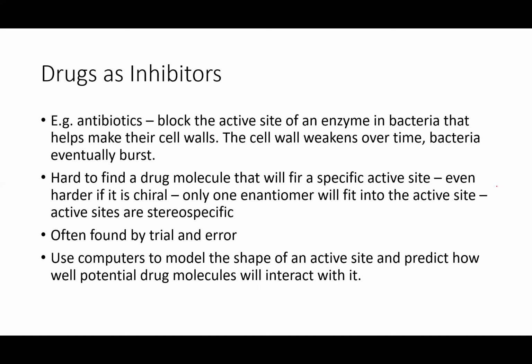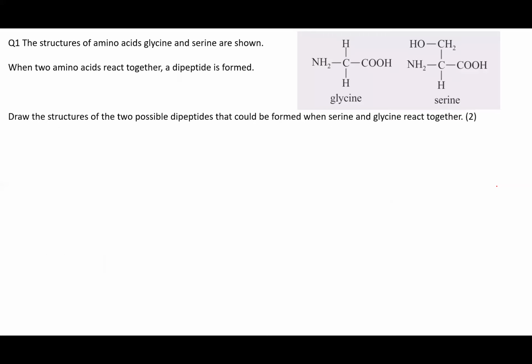And we're just now going to have a look at a couple of exam questions based off proteins and enzymes. So the structures of amino acids glycine and serine are shown. When two amino acids react together, a dipeptide is formed. And you're asked to draw the structures of the two possible dipeptides that could be formed when serine and glycine react together. So what's really important here is the word two. There's two possible dipeptides that you could form, and you're asked to draw both of them. Doesn't matter which one you draw first, you just need to make sure you've drawn both of them.